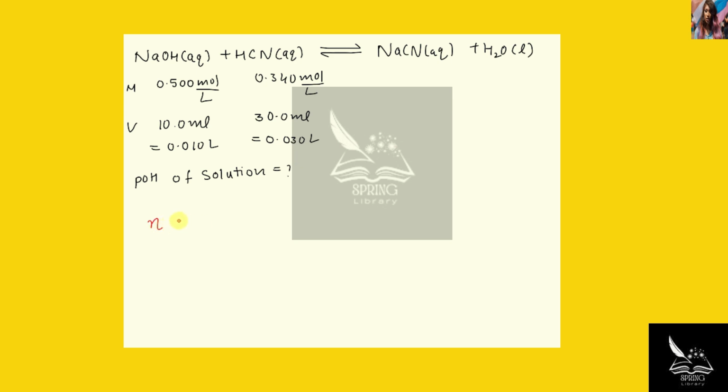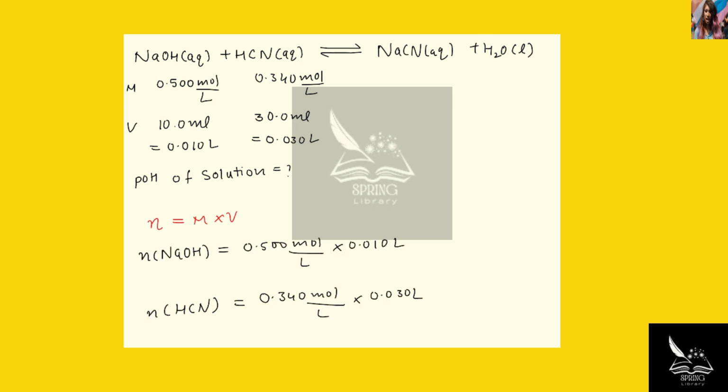First of all, we will calculate the moles of NaOH and HCN. We know that moles are given by molarity times volume. We can substitute the values for both here. Now we can eliminate the common liter unit, and on solving this we get the moles of NaOH equal to 0.005 mole and moles of HCN equal to 0.0102 mole. We can see 1 mole of NaOH reacts with 1 mole of HCN to produce 1 mole of NaCN and 1 mole of water.